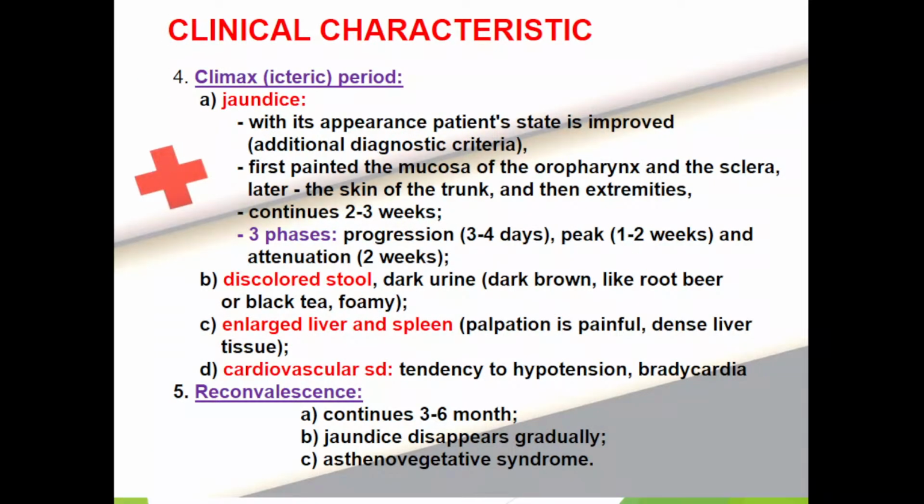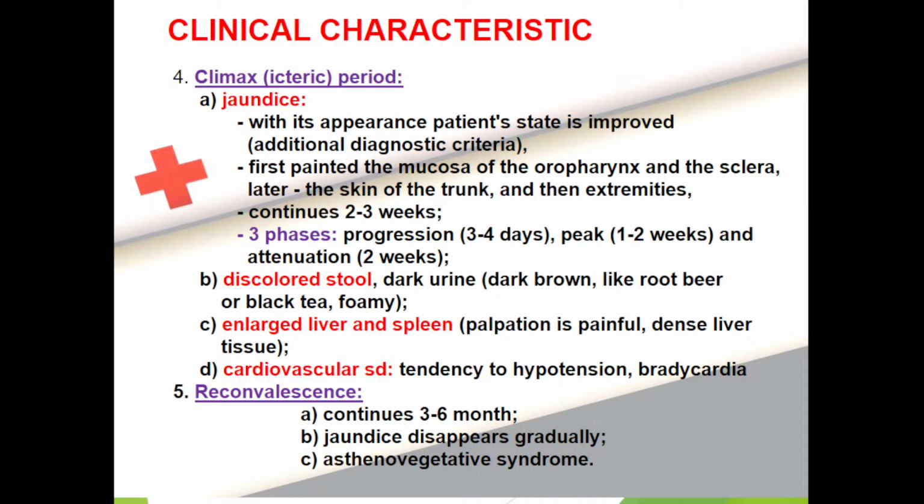Climax, icteric period. We talk about the jaundice form, so jaundice appears. With this appearance, the patient's state is improved, and it is an additional diagnostic criterion. First the mucosa of the oropharynx and the sclera are stained, later the skin of the trunk and then the extremities. The course is usually 2-3 weeks and has 3 phases: progression for 3-4 days, peak 1-2 weeks, and attenuation 2 weeks.